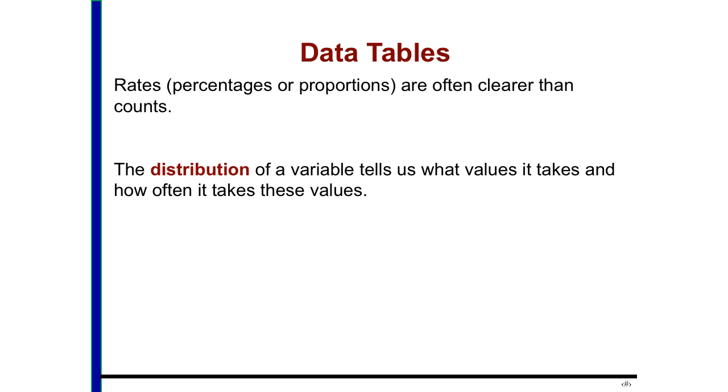The distribution of a variable tells us what values it takes and how often it takes it. So we're looking at the distribution of our data. We're looking at, from the previous example, what percent were a high school graduate, what percent had less than high school graduate, what percent had a bachelor's degree. Those percentages are the distribution of the variable.